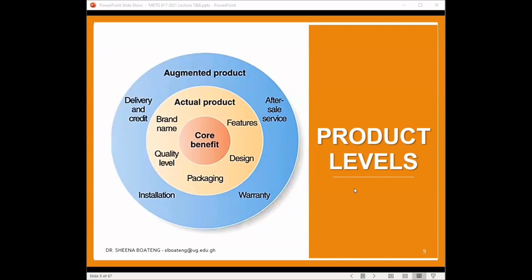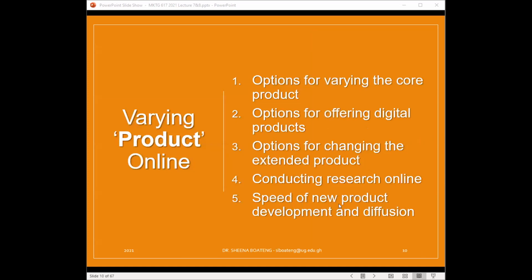All right. So, like I was saying, this is a diagrammatic representation of the 3 levels we have talked about. Like we said, the core product is at the core of the product that the customer is purchasing and is the direct benefit they are getting from buying the item. And then the actual product is the form in which the core product is packaged and presented to the customer. And the augmented products are the additional things that are offered to the core and actual product that the customer is purchasing, right? So let's look into how we can vary the product element online, or how we can use digital or online technology to vary the product element.